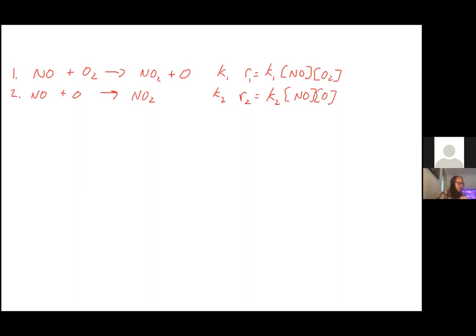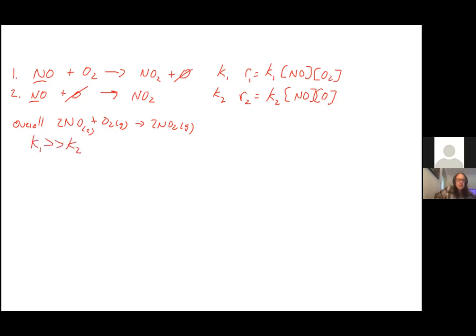So what we can do is write the overall equation, right? The overall equation, it looks like the O is going to cancel. And that's an intermediate, right? So overall, you're going to have two NO, 1, 2, plus O2. Of course, they're gases. Goes to 2NO2. Okay. But now K1 is much greater than K2.